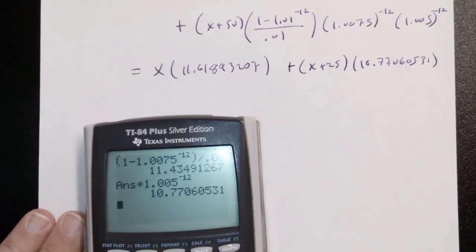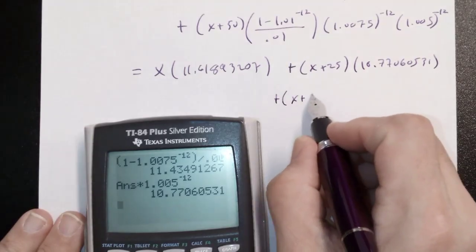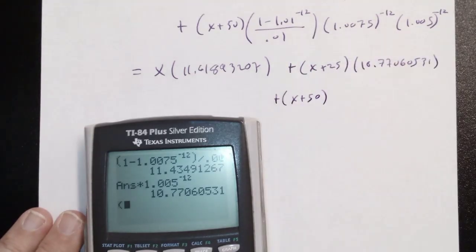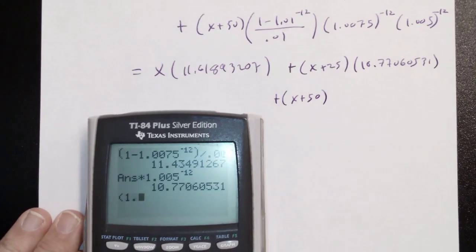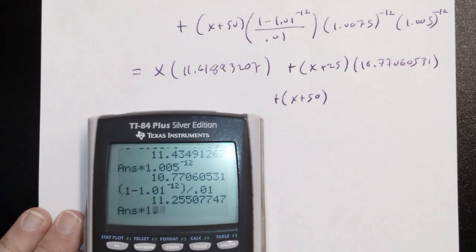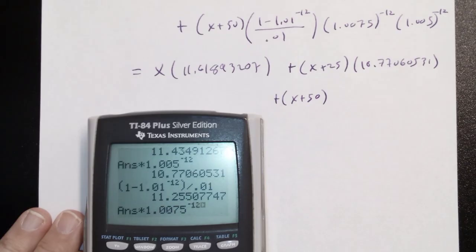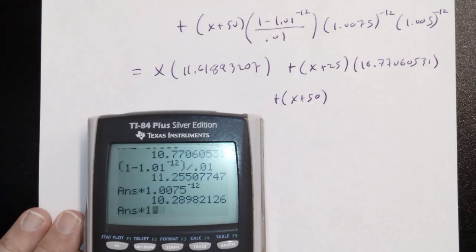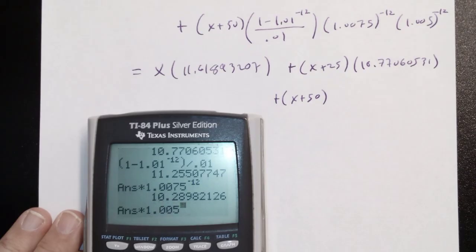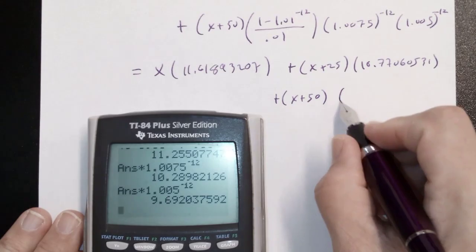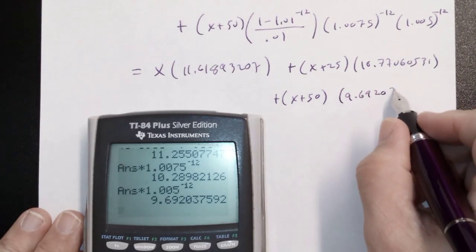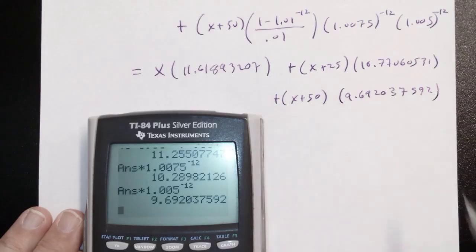Now I need a product of 3 numbers, so I'm going to get x plus 50 times. Here we go. 1.01, do it right, 1 minus 1.01 to the negative 12, divided by 0.01, times 1.0075 to the negative 12, times 1.005 to the negative 12. 9.692037592.